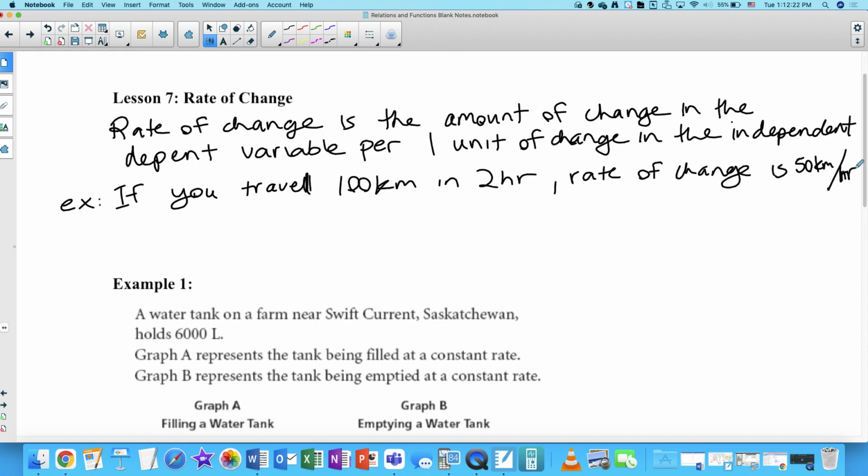Okay, so generally speaking, we can summarize this as the rate of change is equal to change in dependent over change in independent. Now, if we want to make a generalization, let's call the dependent variable y and the independent variable x. So we often write this as delta y over delta x.